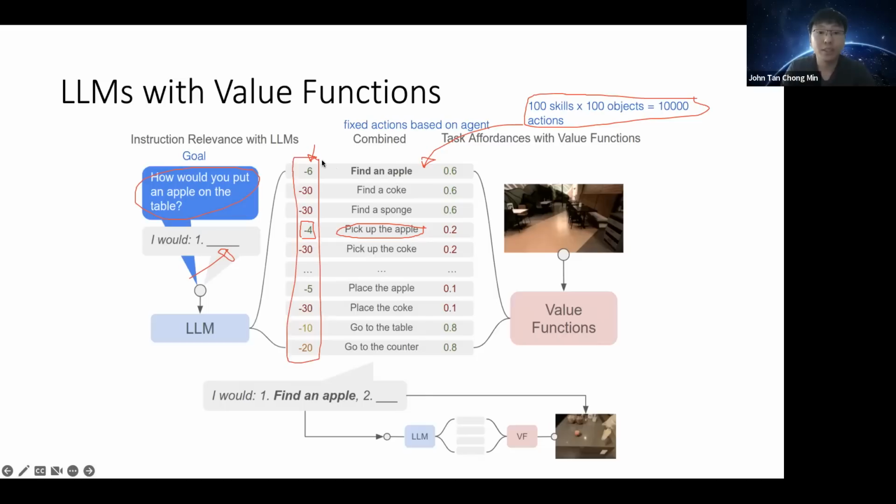After that, you also need to ground this with some form of ground truth, whether the robot can do it. So this will be the affordances with value functions. Over here, these are the value functions that are used for this robot. This value function is the Q value for each of the states here. So the Q value of the state is a proxy for how feasible the action is.